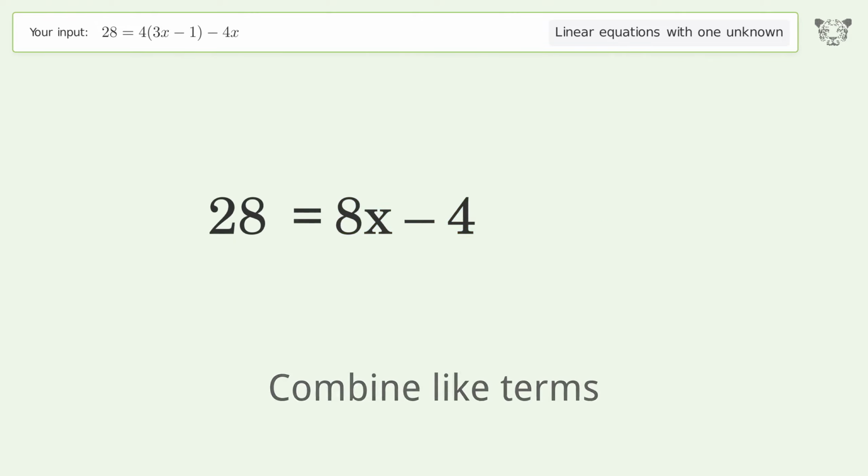Swap sides. Group all constants on the right side of the equation. Add 4 to both sides. Simplify the arithmetic.